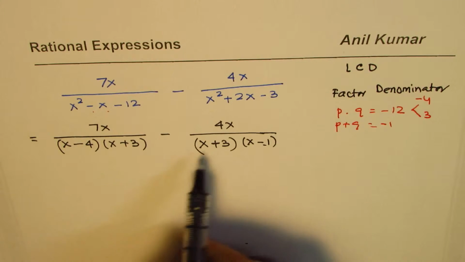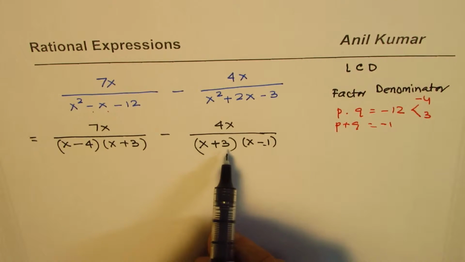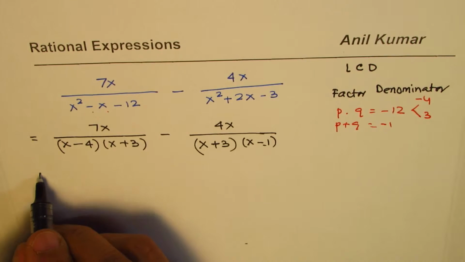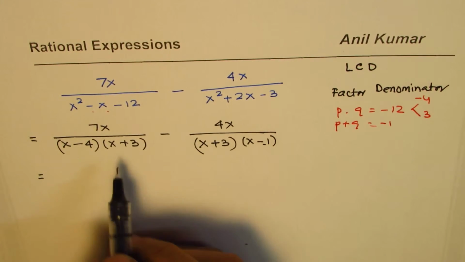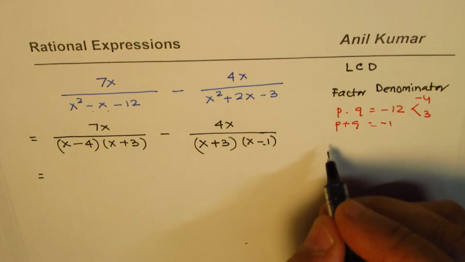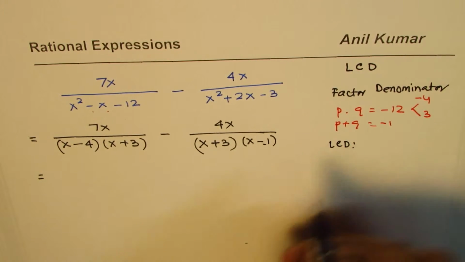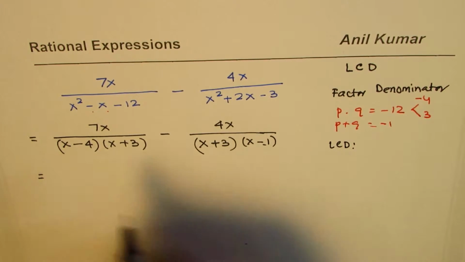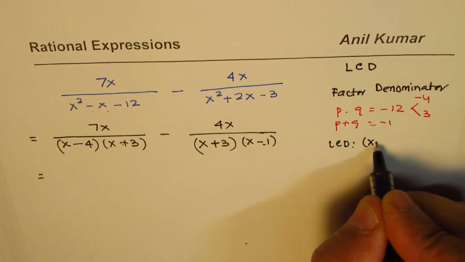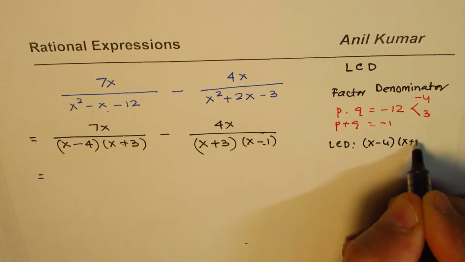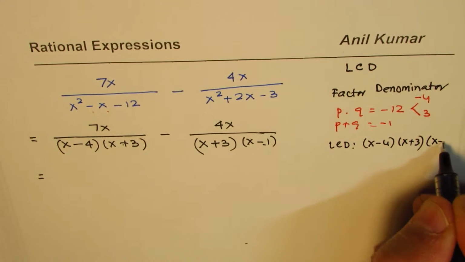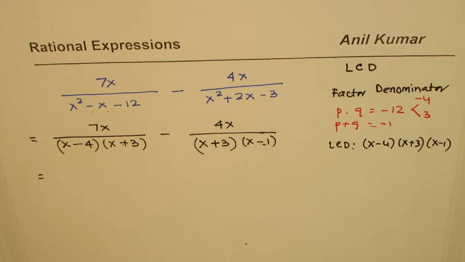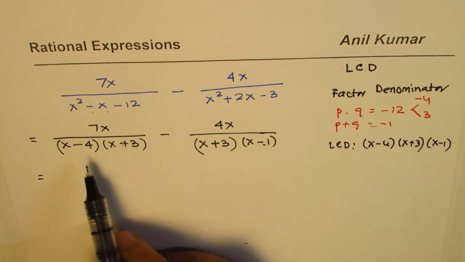Now let's talk about the process of addition and subtraction. We should have a common denominator, and preferably the lowest common denominator, right? So what could be the lowest common denominator? We have x minus 4, x plus 3, so we need x minus 4, x plus 3. Here we have x plus 3 and x minus 1, so x minus 1 should also be there. How are we going to get this for both?